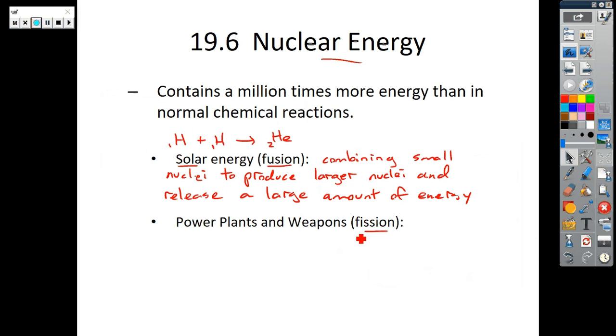On the other hand, we've got fission. This is the type of nuclear power that you would find in a nuclear power plant, or even, heaven forbid, a nuclear bomb or a nuclear weapon. And this basically is the opposite. Here we're combining nuclei. Here we're splitting nuclei. So in fission, we're splitting large nuclei. But small nuclei combining releases energy, and splitting large nuclei also releases energy.